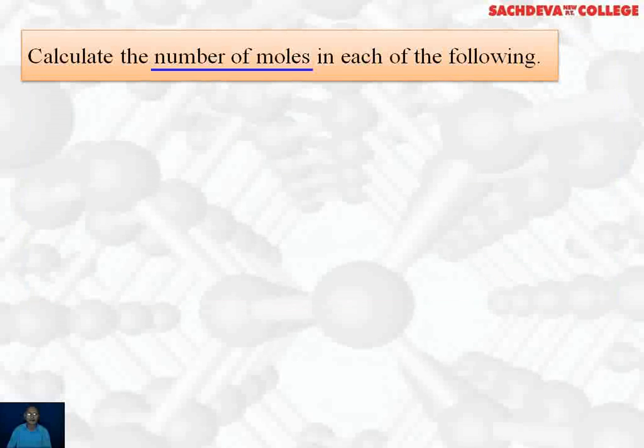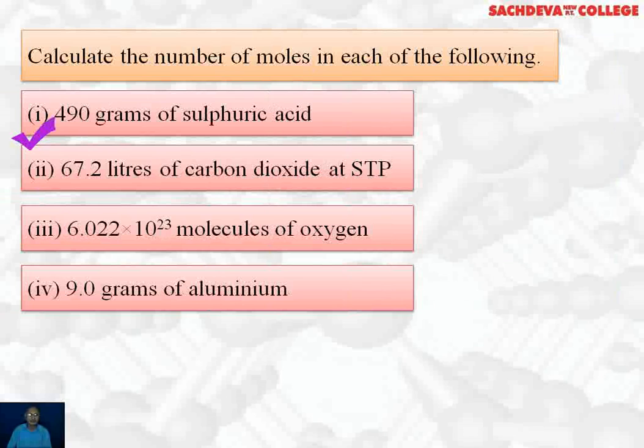Calculate the number of moles in each of the following. First, 490 grams of sulfuric acid. Second, 67.2 liters of carbon dioxide at STP. Third, 6.022 × 10^23 molecules of oxygen. Fourth, 9 grams of aluminium.